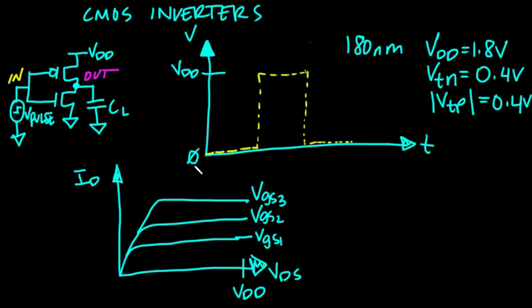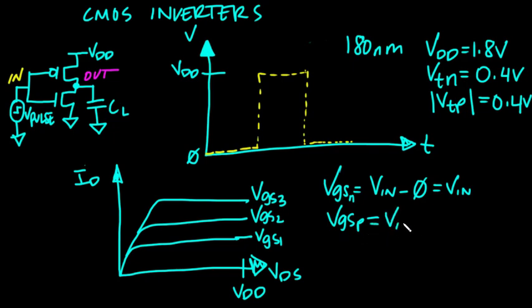So initially when we start out, we've got 0 volts applied to the gate of the NMOS and the gate of the PMOS device. First we need to think about what is VGS for the NMOS device. For the NMOS device, VGS is equal to Vin minus ground, so it's just equal to Vin. And for the PMOS device, what is VGS? Well, VGS is equal to Vin minus VDD.